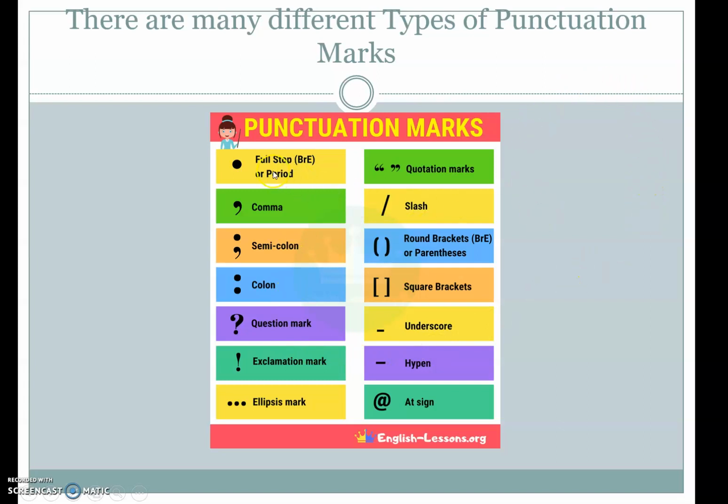So we get the full stop, the comma, semicolon, the colon, question mark, exclamation mark, ellipsis mark, quotation marks, a slash, round brackets or parentheses, and then you get square brackets. We're not going to look at underscore, but we will look at hyphen, and we're not going to look at the @ sign, even though I know you all are very familiar with that, because we use the @ sign a lot in social media.